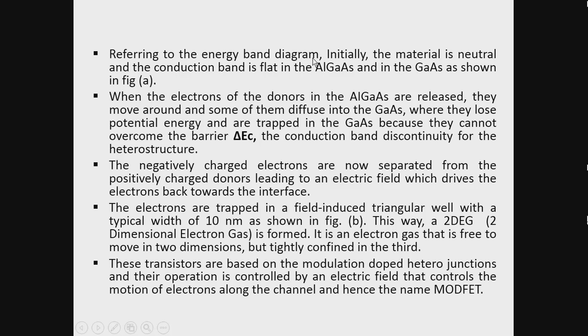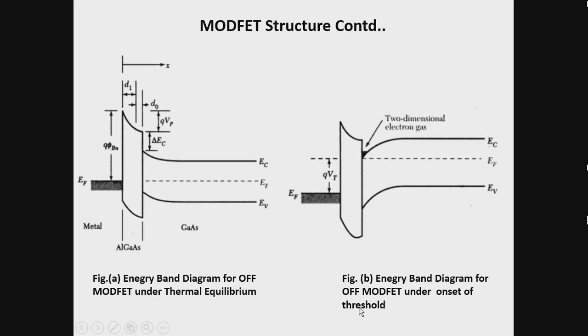Now referring to the energy band diagram, initially the material is neutral and the conduction band is flat in the aluminum gallium arsenide and in the gallium arsenide, as shown in figure A. Here this is the conduction band, which is flat in both, and here the EF, the Fermi level, is the same throughout from the metallic side and the gallium arsenide side.